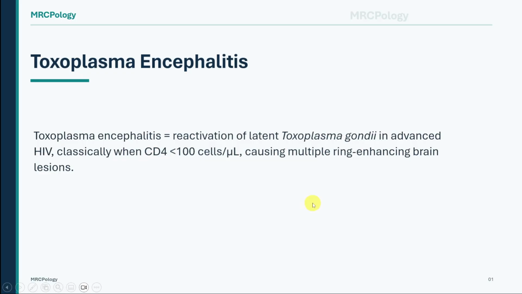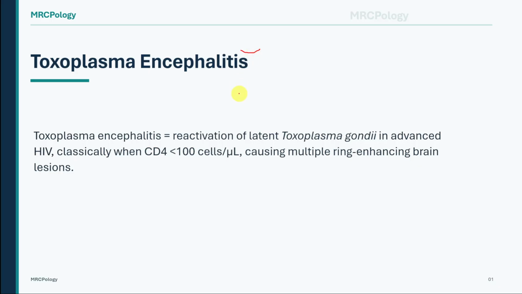Imagine a patient with advanced HIV who presents with a 2-week history of headache, fever, confusion, and a new right-sided weakness. Brain imaging shows multiple ring-enhancing lesions. In MRCP, that combination should immediately make you think of Toxoplasma encephalitis.